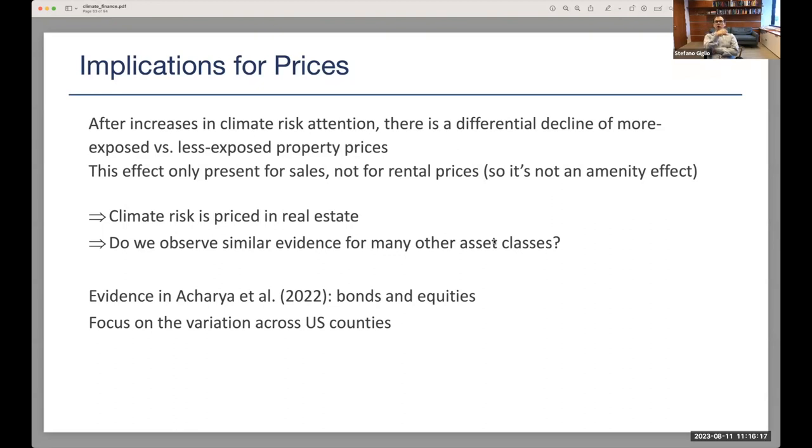So basically, how do we interpret this result? This is a beta effect. You're just saying when there is something that affects climate risk, we see prices change. We didn't say anything about the discount rate, the average return, the risk premium. We're not going to talk about that.